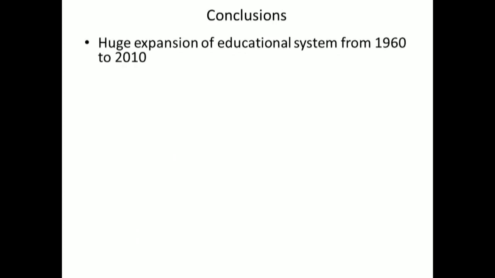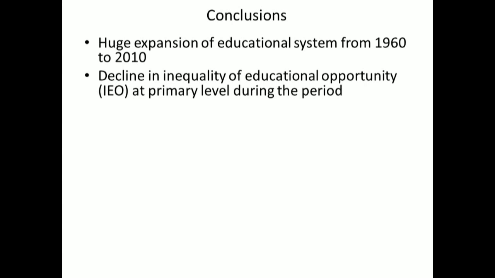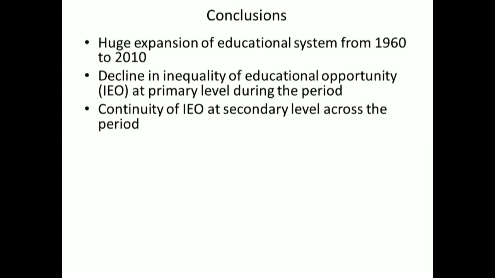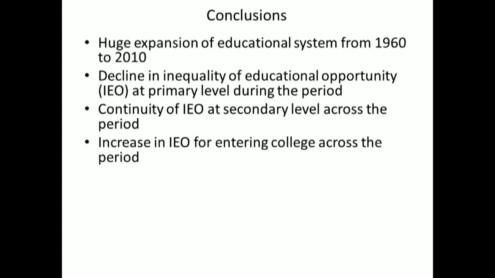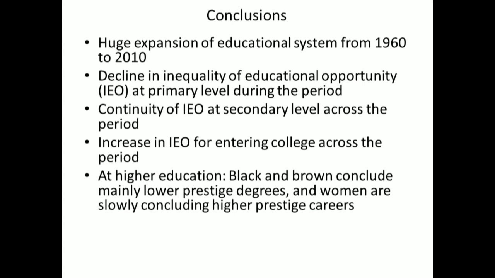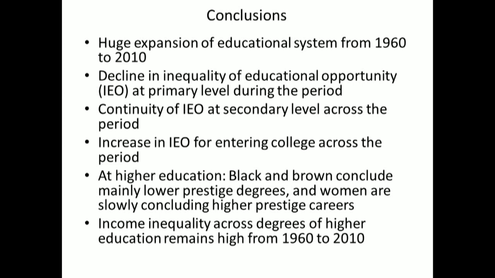And then the general conclusions here: a huge expansion of the educational system, although a late expansion, but a very significant expansion. Decline in inequality of educational opportunity at primary level education during the period. Continuity of this kind of inequality in secondary level. Increase in entering college after 1991. At higher education, black and brown students conclude mainly lower prestige degrees, and women are slowly concluding higher prestige careers. Income inequality across degrees of higher education remains high across the period.